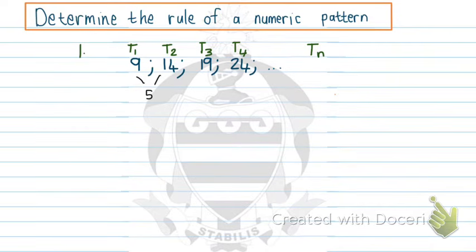First, I determine the constant difference. What do I do to 9 to get to 14? I add 5. From 14 to 19, I add 5. So plus 5 is the constant difference all the time.